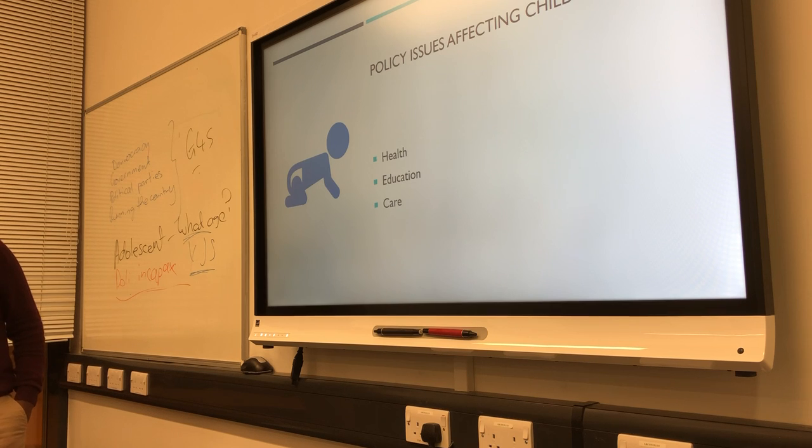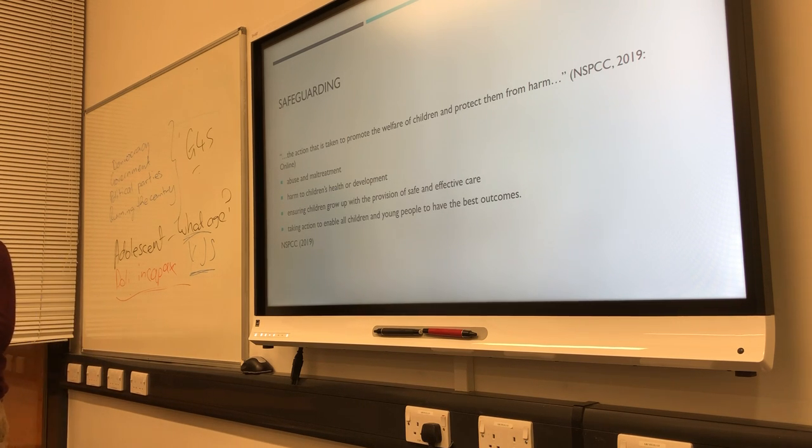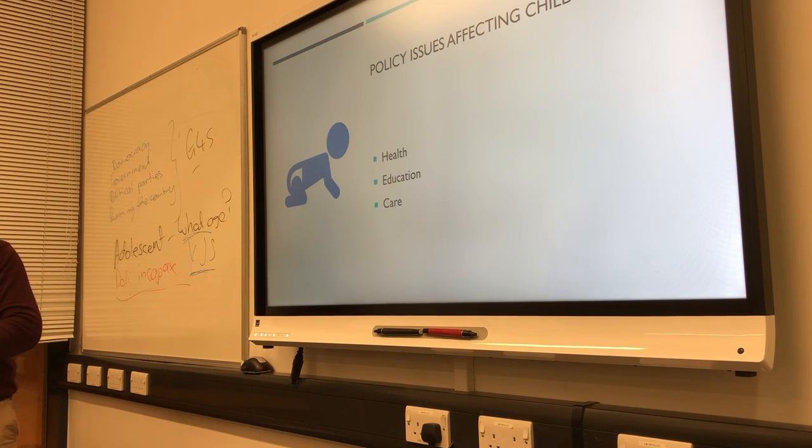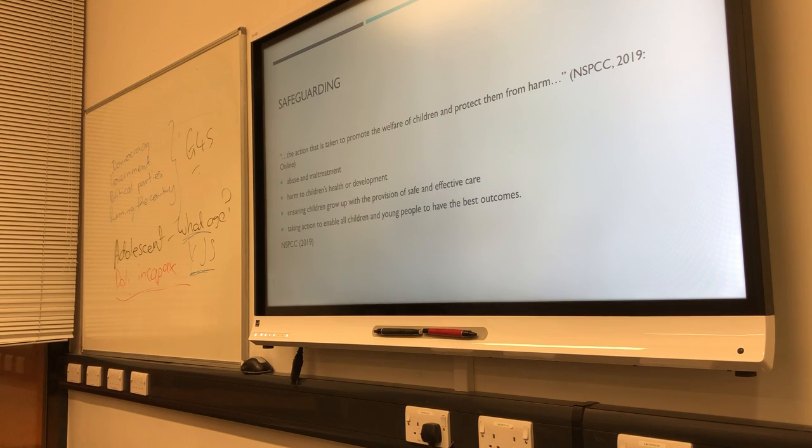Safeguarding, right? It's policy issues we are looking at now, by the way. So safeguarding is the first one under policy issues.